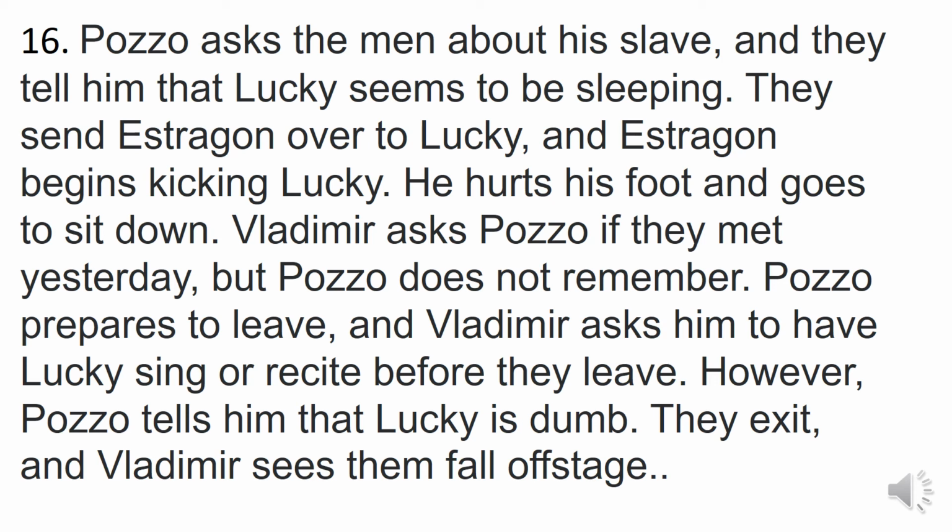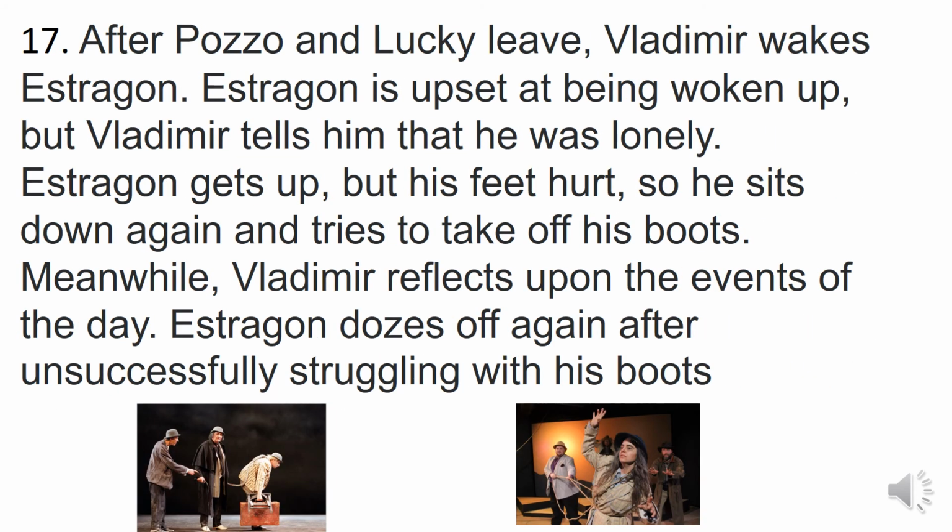Okay, putting him down because he is now actually dependent on Lucky. So he doesn't want them to know that Lucky is now actually the person who is leading him. They exit, and Vladimir sees them fall off stage. After Pozzo and Lucky leave, Vladimir wakes Estragon. Estragon is upset at being woken up, but Vladimir tells him that he was alone.